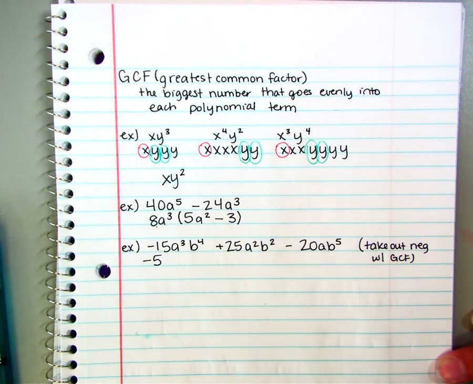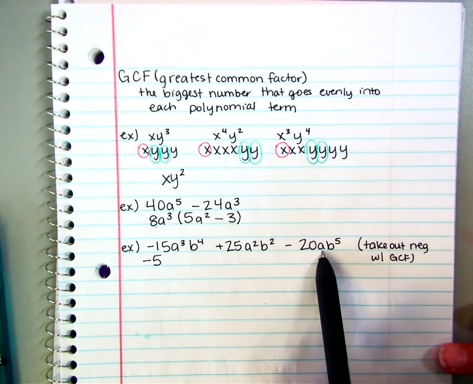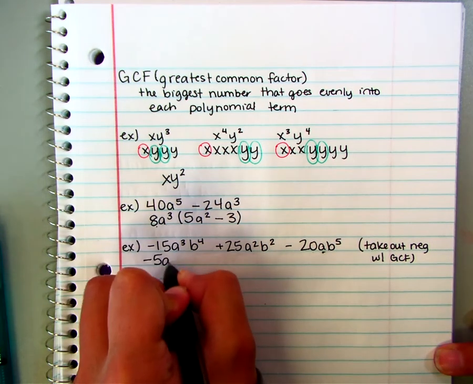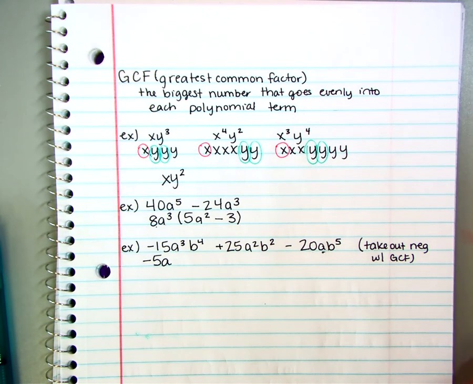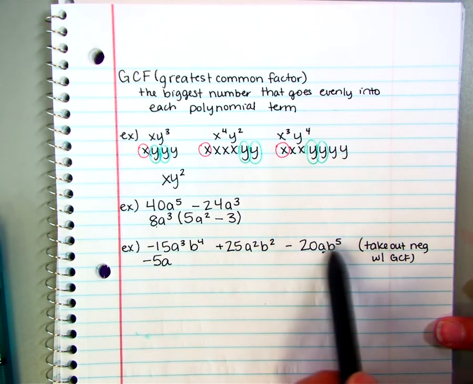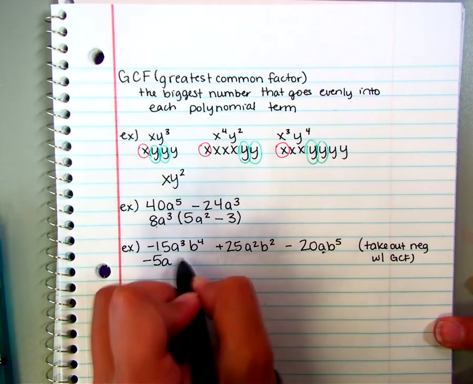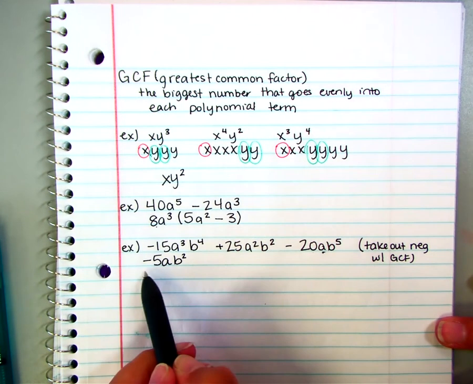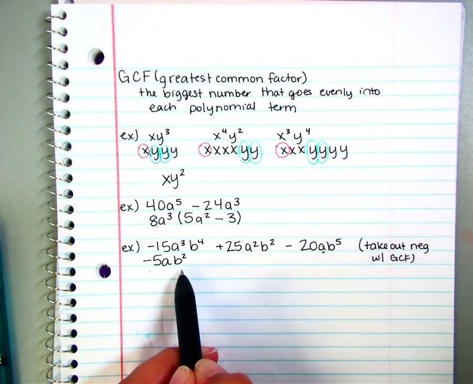Each term has an A. We can only take out the smallest number because eventually we can't borrow from anywhere. So this one only has one A, so we're only going to take out 1. And you can use that trick. It's always going to be your smallest exponent. And then each of them has a B. B squared is the smallest exponent. So my GCF is a negative 5AB squared.